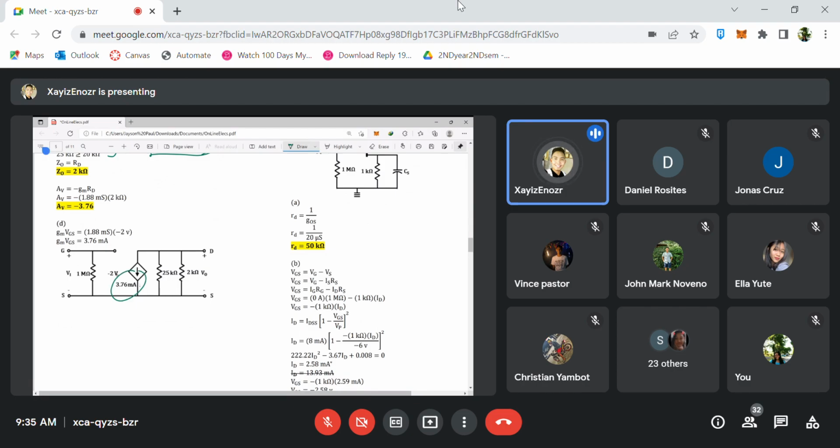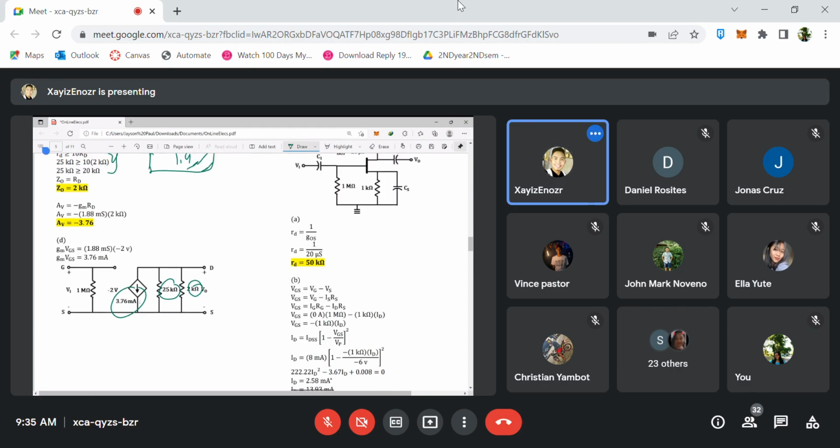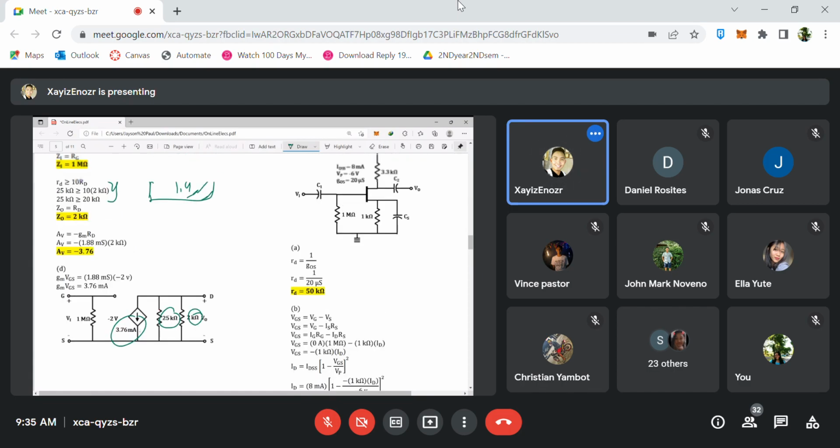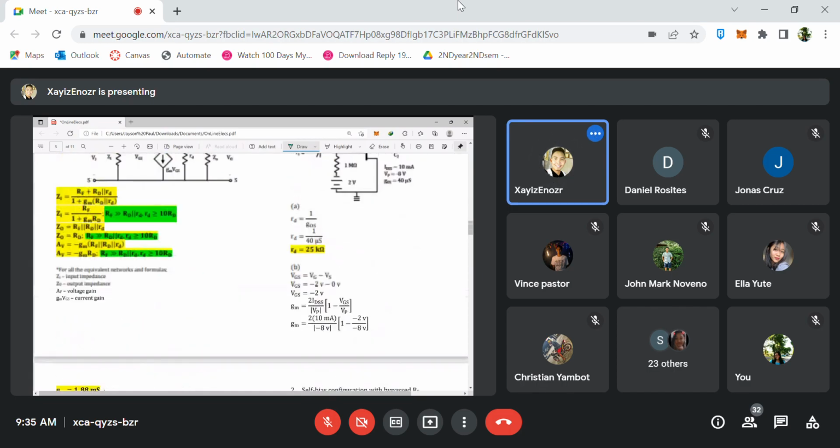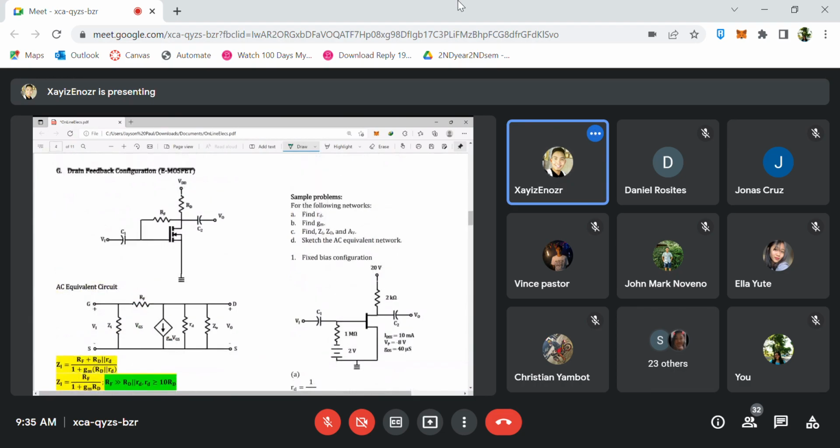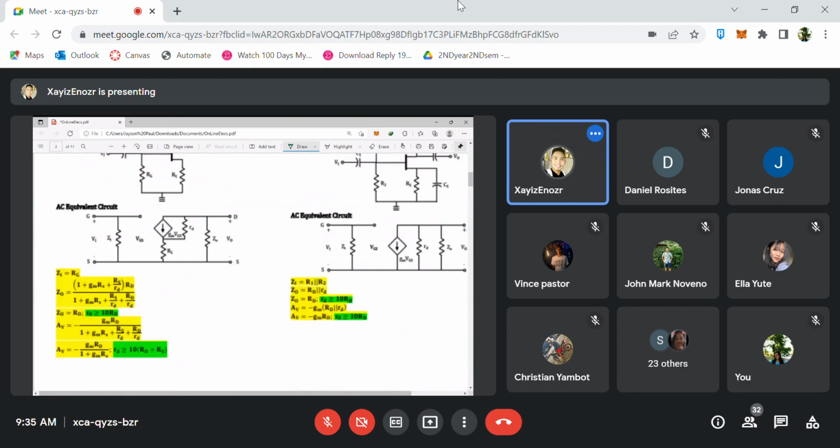Then 25 kilo ohms, ito yung RD natin, drain dynamic resistance. Then 2 kilo ohms, ito yung ating drain output impedance. So ayan, lalagay mo lang naman siya sa circuit natin, sa equivalent circuit. So, that is for fixed bias, okay? Fixed bias na common source.